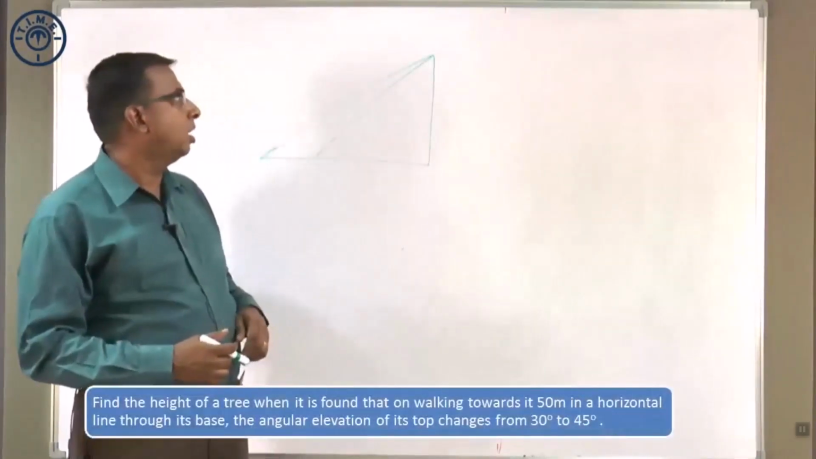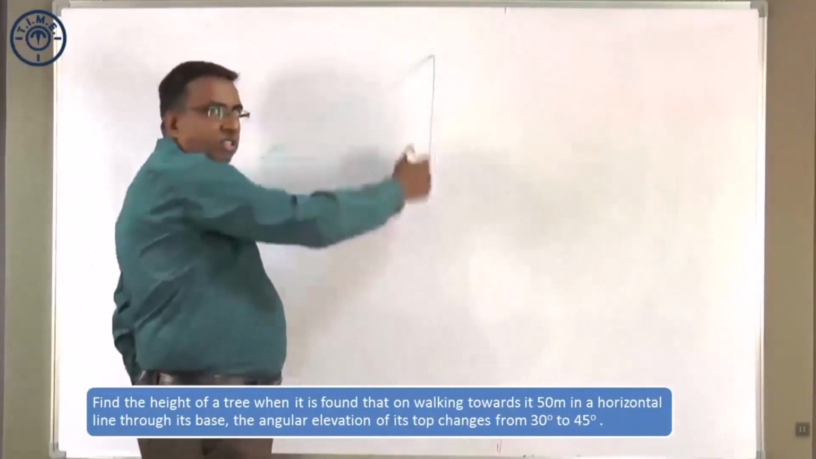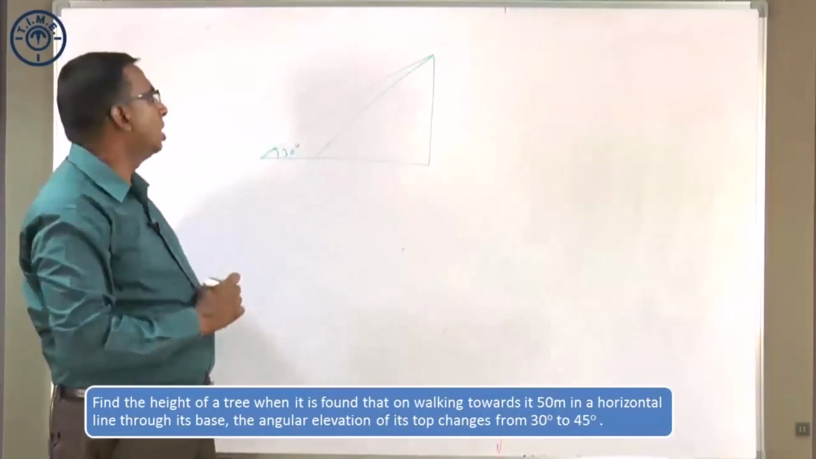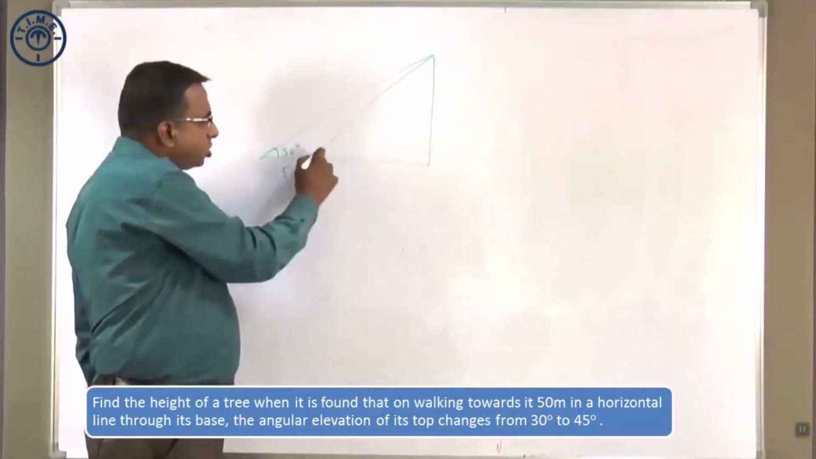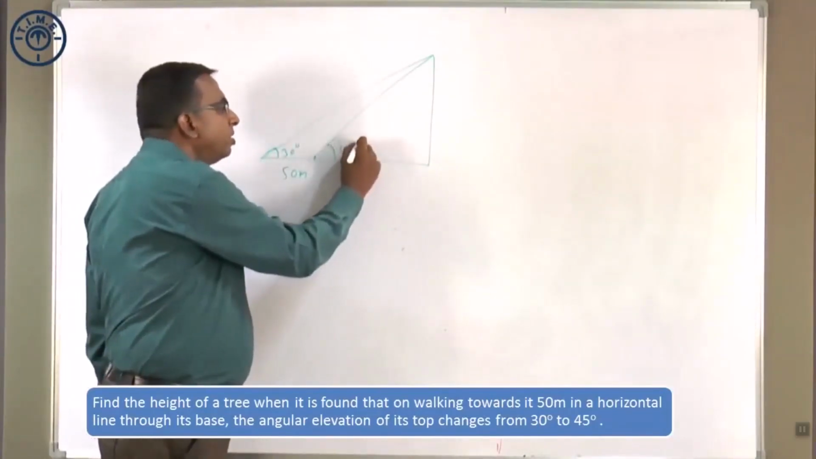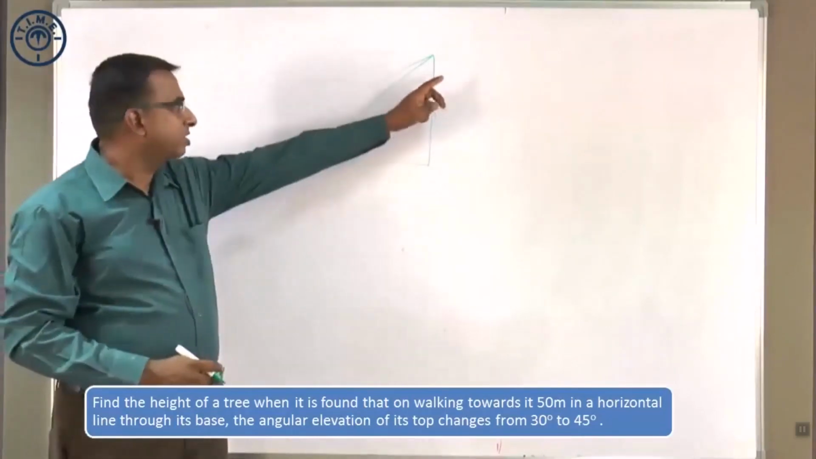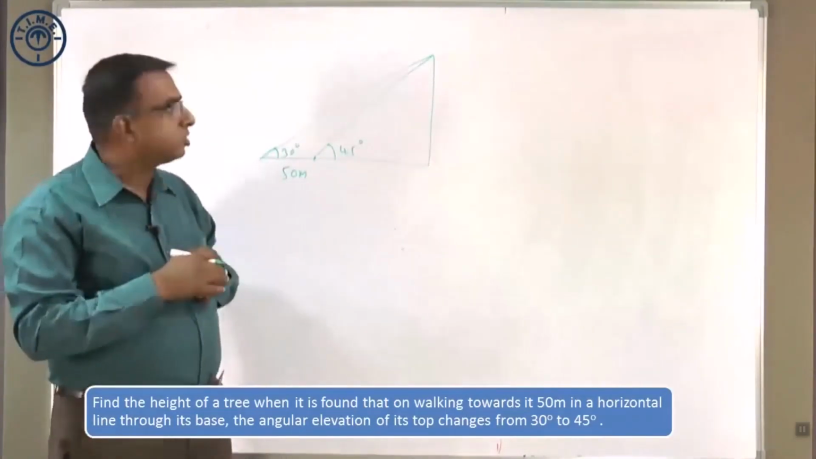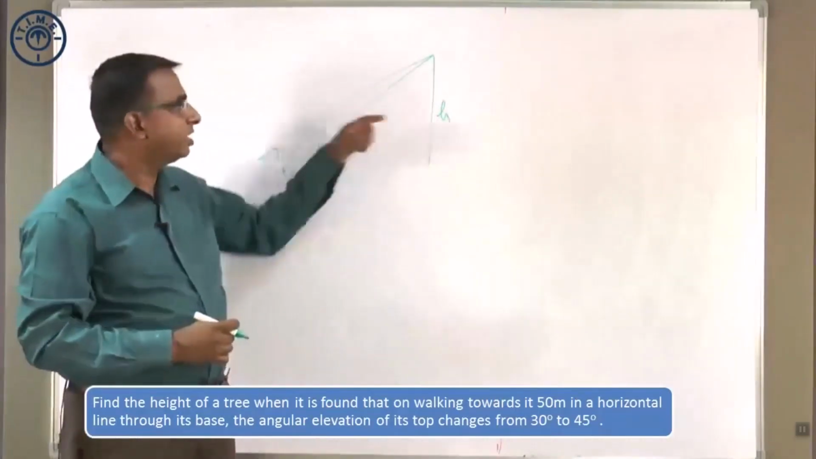Here we have a problem where a man is moving towards a tree. So let's look at this as the tree. Initially, the angle of elevation is 30 degrees. After walking 50 meters towards the tree, he again finds the angle of elevation to be 45 degrees. The question here is to find the height of the tree.